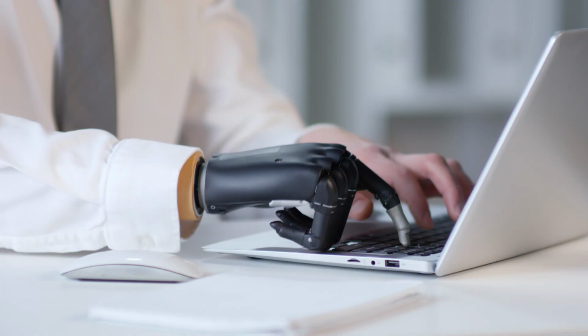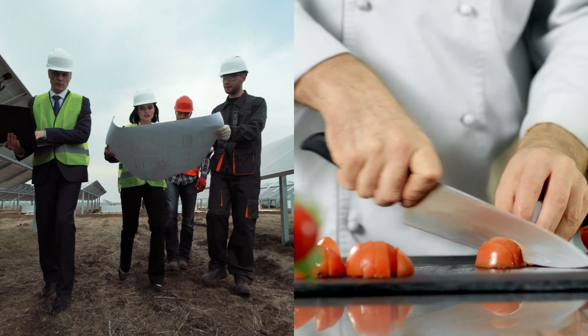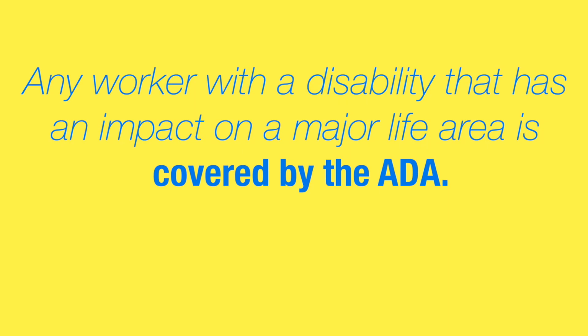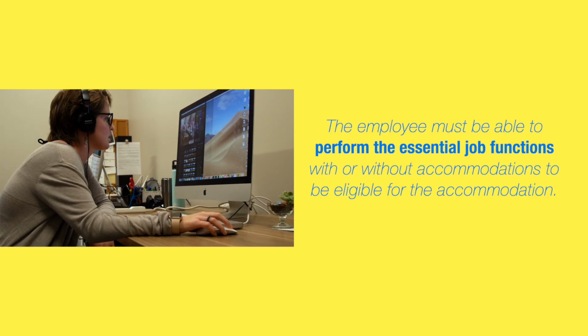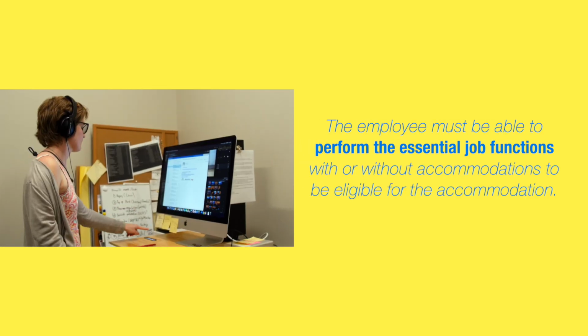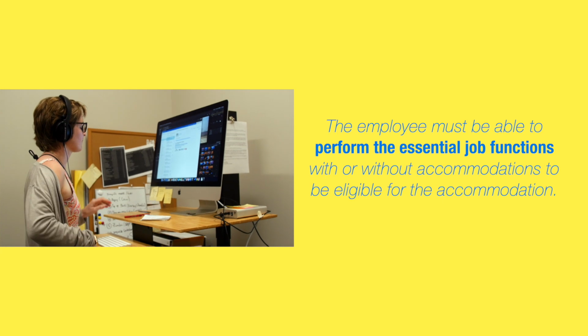So who's eligible for an accommodation? Well, it's pretty broad. Applicants, full and part-time employees, seasonal and temporary workers. Any worker with a disability that has an impact on a major life area is covered by the ADA. The employee must be able to perform the essential job functions with or without reasonable accommodations to be eligible for an accommodation. How does the process begin?